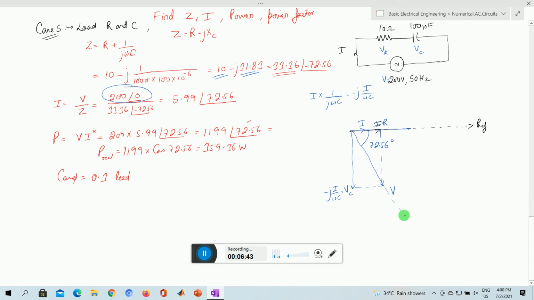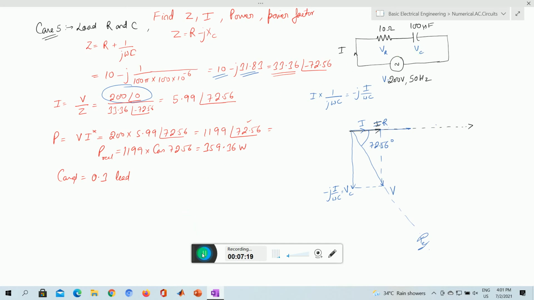Usually in the question it is given as V angle 0, so one can say that this is my reference. One can again change and say this is the current which is leading the voltage by an angle of 72.56. However, if we have the voltage, we cannot derive the current from it, but if we have the current, we can derive the voltage out of the current. So this is case 5. Then case 6 is when you have R, L and C together.